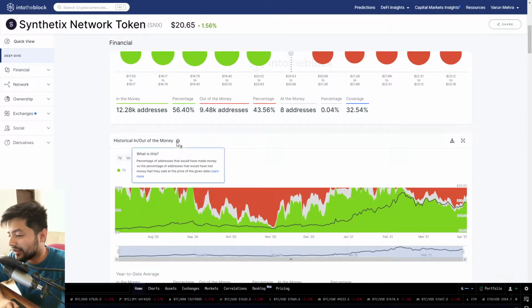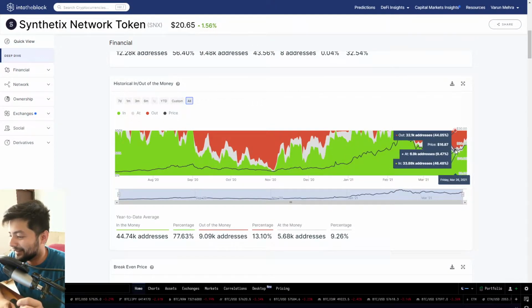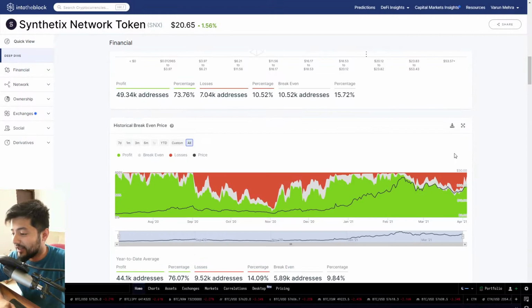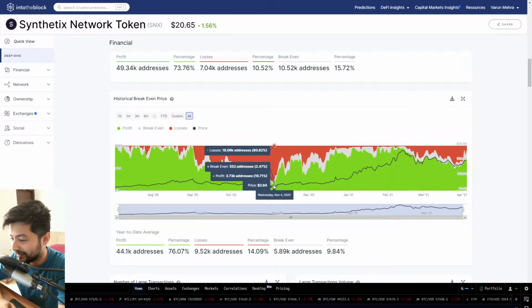Now, historical in and out of the money is also one of the key factors right here, as we are coming back again into one of the key inflection points. So why are we at an inflection point? I can show this to you with this historical break-even price data right here. Now check this one out. This marked the bottom in the Synthetix price action before we started moving towards the upside at the $2.8 level.